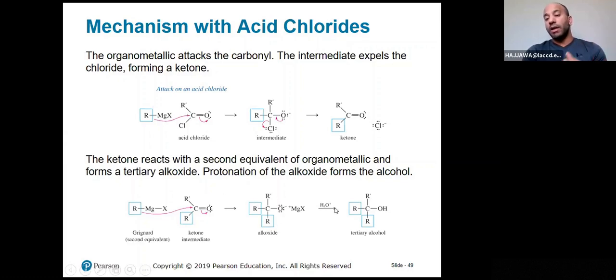Now this alkoxide upon protonation, so that's why you need to have a second step, H3O+, gives you the tertiary alcohol. It's very important to keep in mind that you're always going to have 2 equivalents of the Grignard or the alkyl lithium when you have an acid chloride or an ester. Now, with aldehydes or ketones, you don't need more than 1 equivalent, because that will get you to the alcohol right away. Now, what happens if you have a second equivalent? Well, it will just be a waste, obviously.